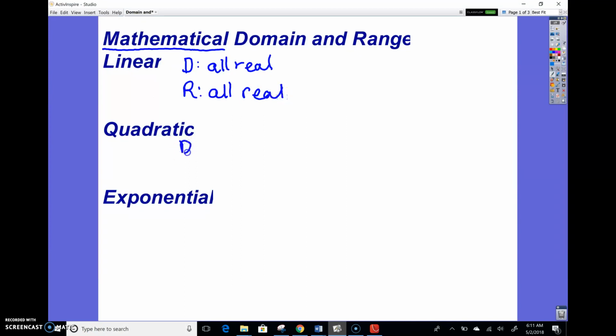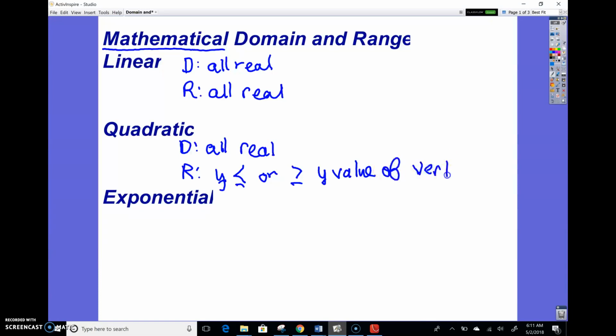For quadratics, the domain is all real. Okay, the range is going to be y is either greater than or less than or equal to the y value of the vertex. Okay, for exponential, the reason for this, okay, let's look at linear.